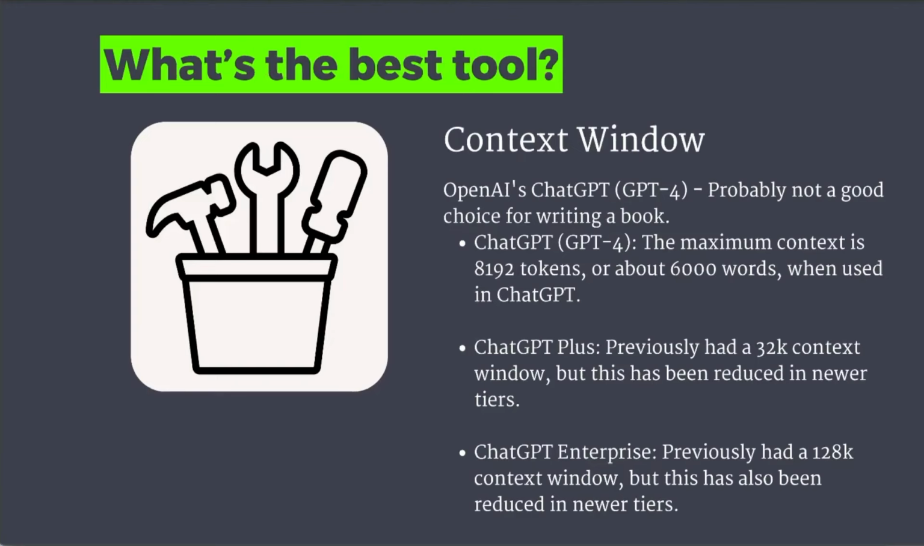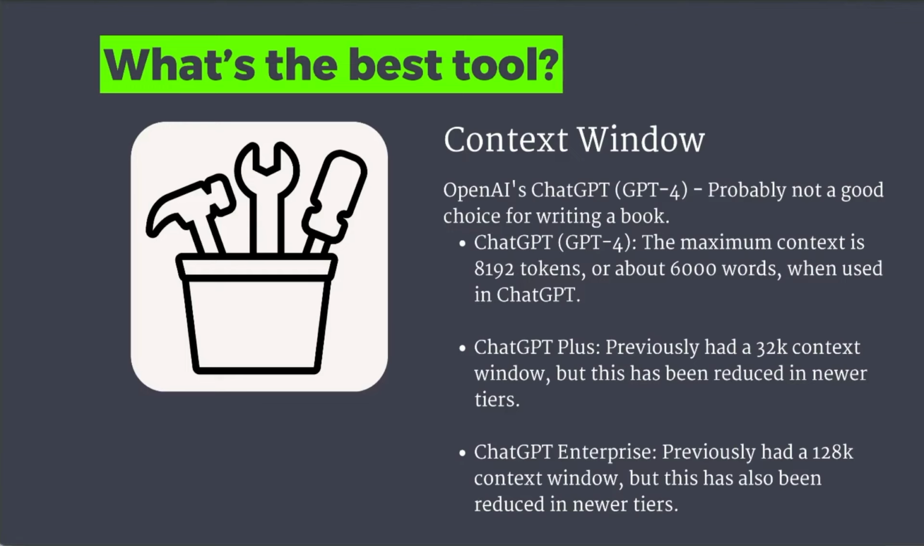When it gets to context windows, OpenAI's ChatGPT-4 is really not a good choice for this because the ChatGPT-4 web version, we're not talking about the API version, has a context window of only about 6,000 words, making it one of the shortest and smallest memories of any of these frontier foundational models. ChatGPT Plus previously had 32,000 and the Enterprise previously had 128,000, but this has been shrinking as far as my research can tell. And these are not the easiest stats to find. These companies do not publish these all the time because they're clear differentiators of one versus the other.